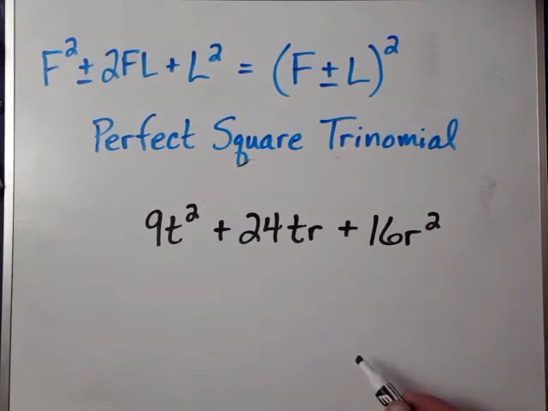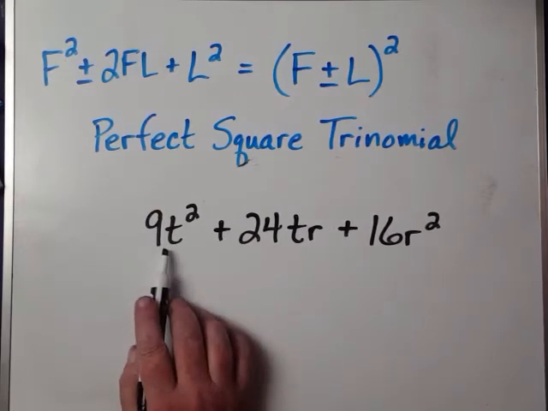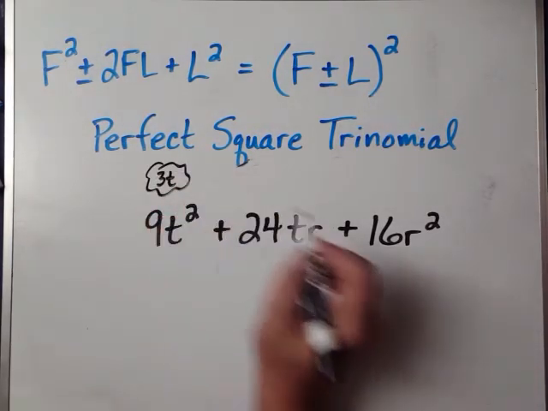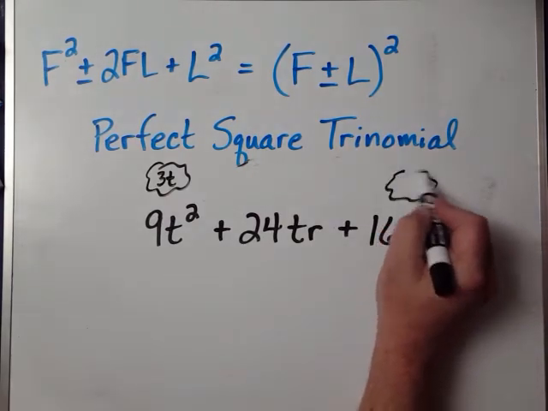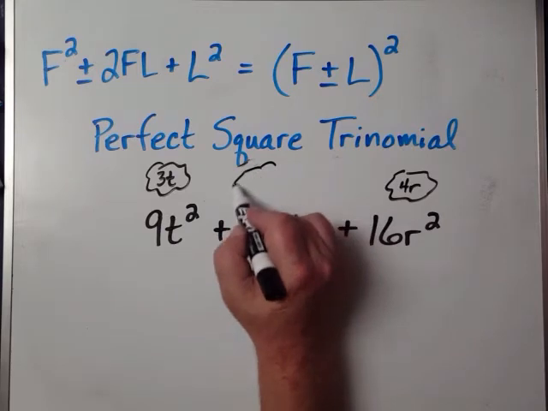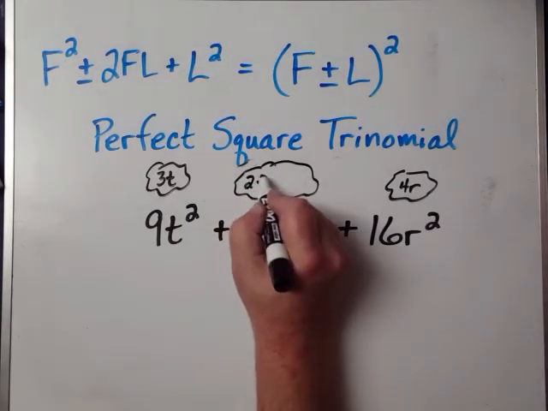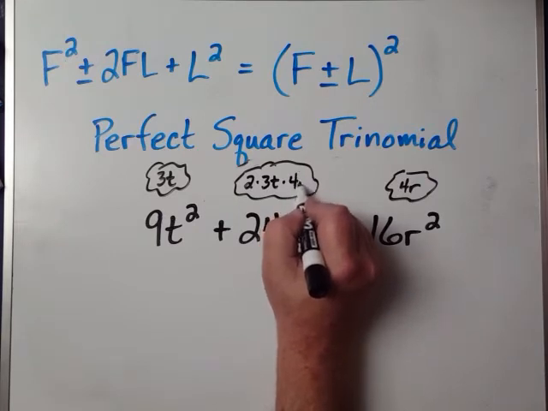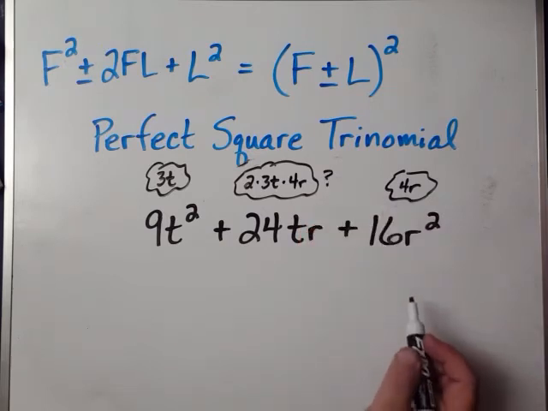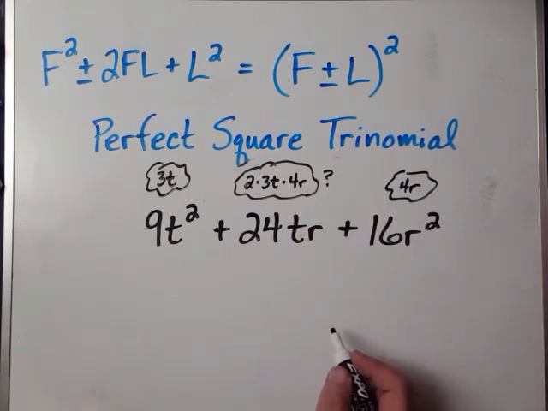I have a trinomial. When I see a trinomial, I want to look and see, does it happen to be a perfect square trinomial? Well, looky here. It starts with a square. It starts with the square of 3t. And it ends with a square. It ends with the square of 4r. I wonder, is this term in the middle double the first times the last? Yes, it is. It is, and so this is a perfect square trinomial.